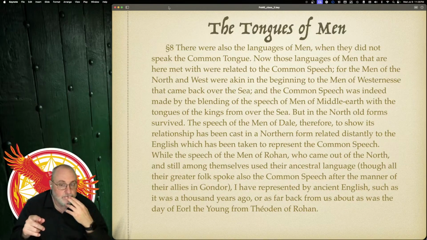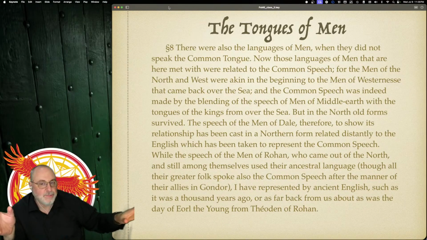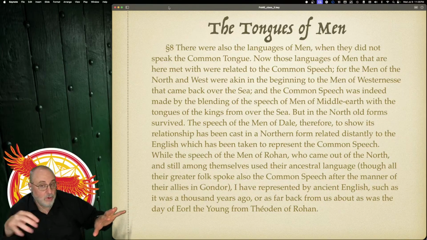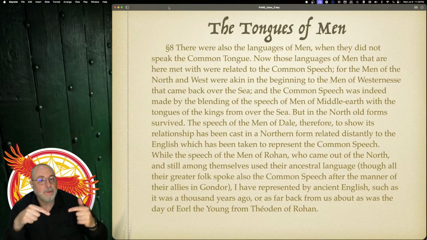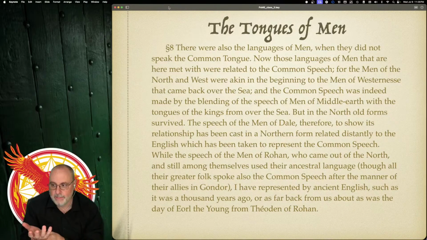But you may notice that certain elements, like the speech of the men of Dale, was a northern form of it's not the same as the common speech. They don't just speak the common speech in Dale. Their language comes from, because they're not Numenorian influenced, right? So their speech comes from the old form. So how does he represent it? Common, he's representing by English. So how does he represent the speech of the men of Dale? Old Norse. That's why there are Nordic names in Dale.